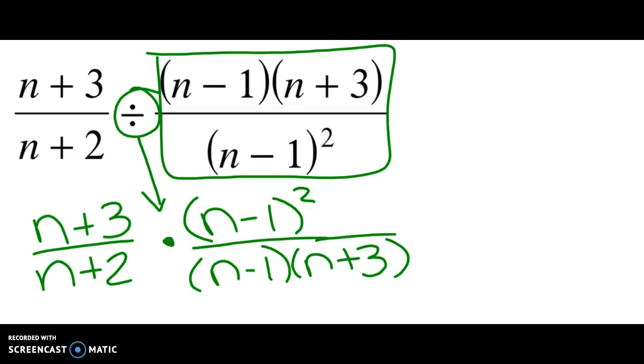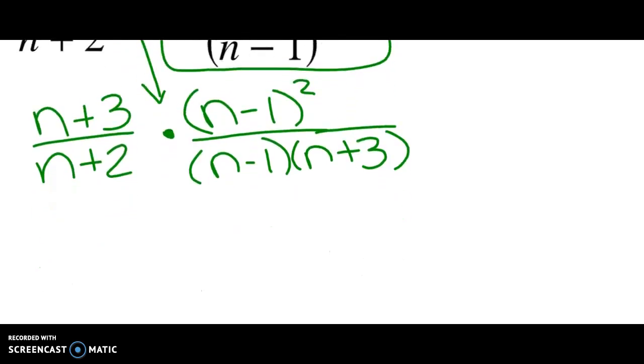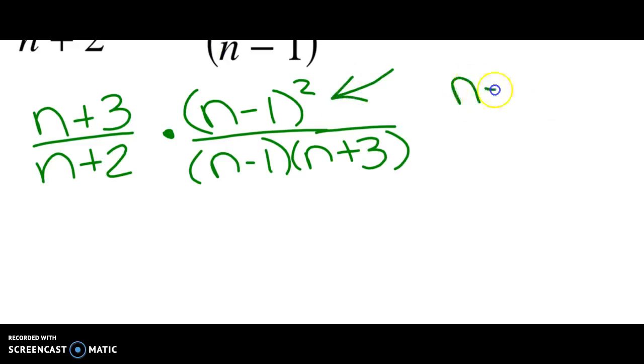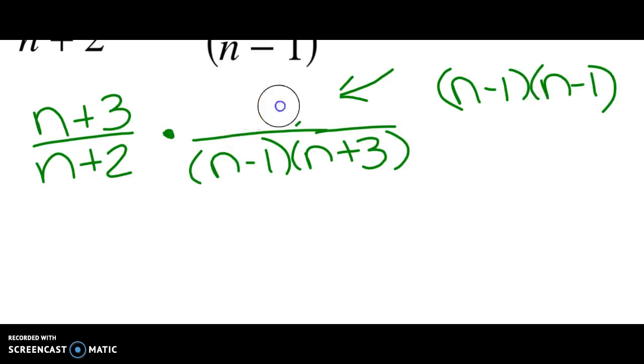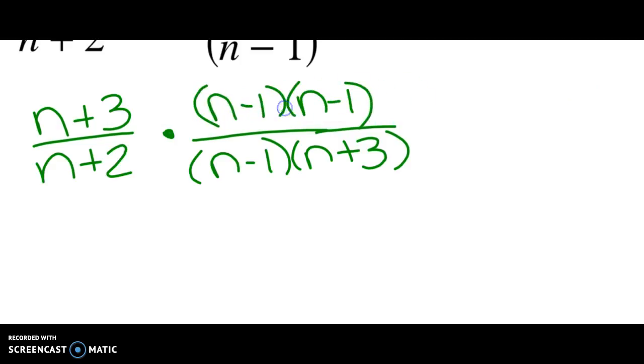All right, now we've got a multiplication problem. So we can go and start simplifying from there. And in this case, I don't think we're factoring. I think we are just simplifying by canceling some things out. So I am going to change this n minus 1 squared, that is actually n minus 1 times n minus 1. And it might be easier to see it if you write it like that. So I'm going to take out this n minus 1 squared and change it to an n minus 1 times n minus 1.